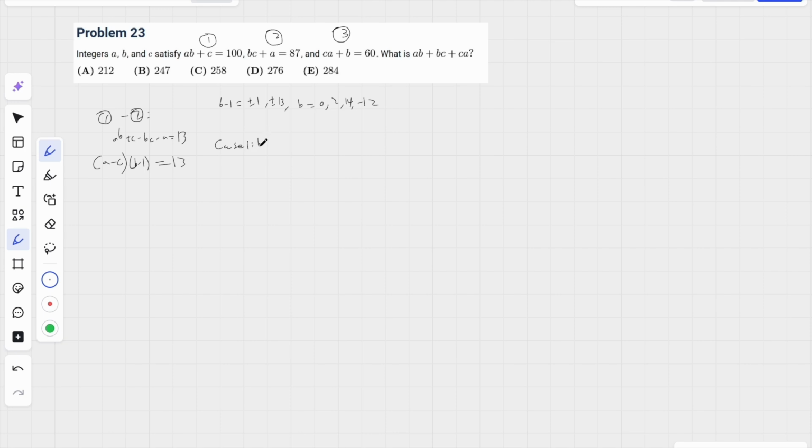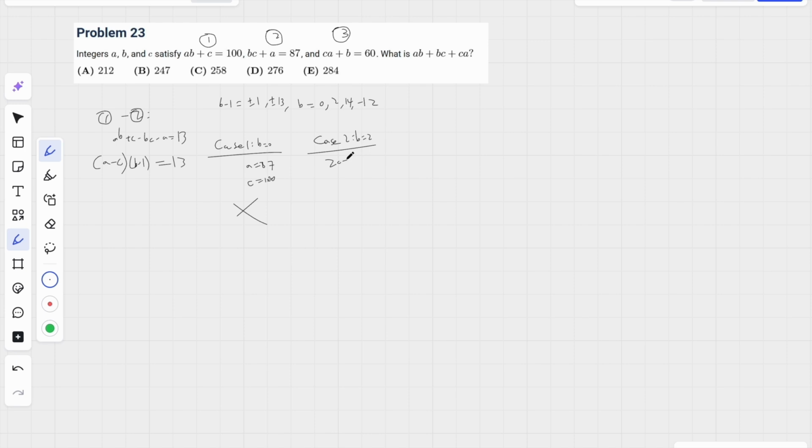Case 1, b equals 0. We plug this in, we find a equals 87 and c equals 100. Pretty obviously though, ac does not equal 60 as shown by the third equation, so there's no solution. Case 2, b equals 2.